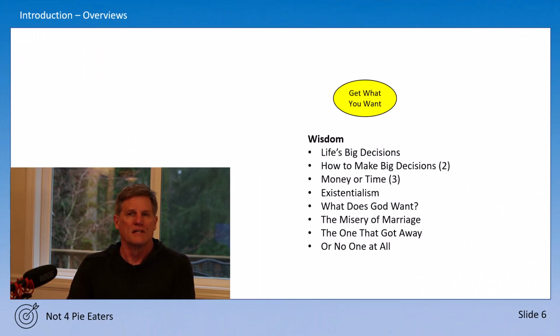Okay, let's look at getting what you want. In order to get what you want out of life, you're going to need wisdom, and so there's a video on life's big decisions. These are the ones that are common to men and women, and most of those big decisions are made between the ages of 18 and 35, and you need to have some forethought before you make those decisions and really think through how to get what you want.